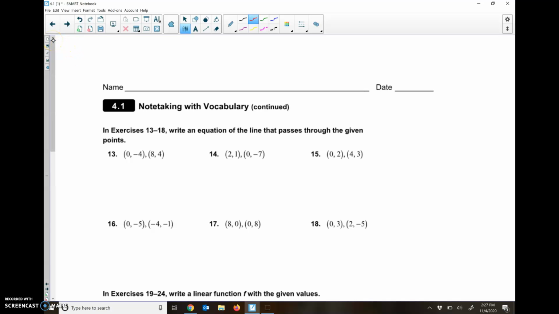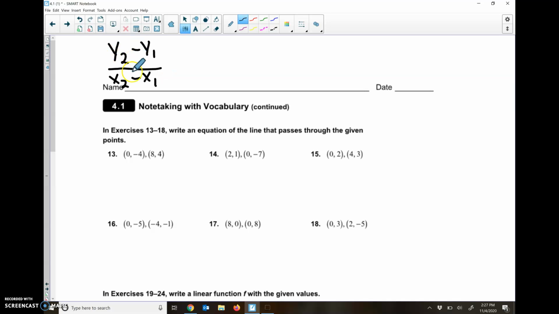Now it just gives us 2 points. So we have 2 options here. We could graph these 2 points and count their rise over run, or the other way we can find slope when we have points is this formula here. So y2 minus y1 over x2 minus x1. When we have a graph, it's easier just to count. When we have numbers, it's easier just to do subtraction.